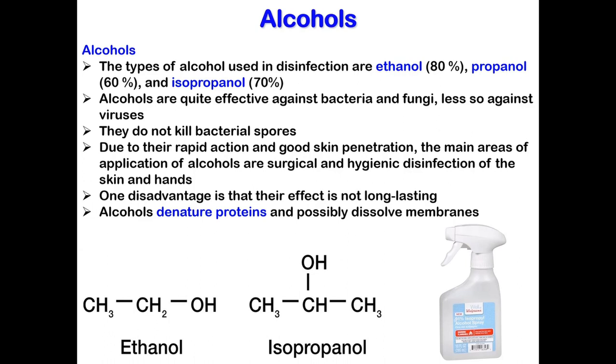The types of alcohol used in disinfection are ethanol, propanol, and isopropanol, used in concentrations between 60 to 80%. So alcohols act rapidly and penetrate the skin well, but they may cause skin irritation because they dehydrate the skin at the site of application. One common clinical use of alcohols is swabbing the skin to remove microbes before needle injection. Alcohols are also the active ingredients in hand sanitizers, which have gained popularity over recent years, especially at the moment.